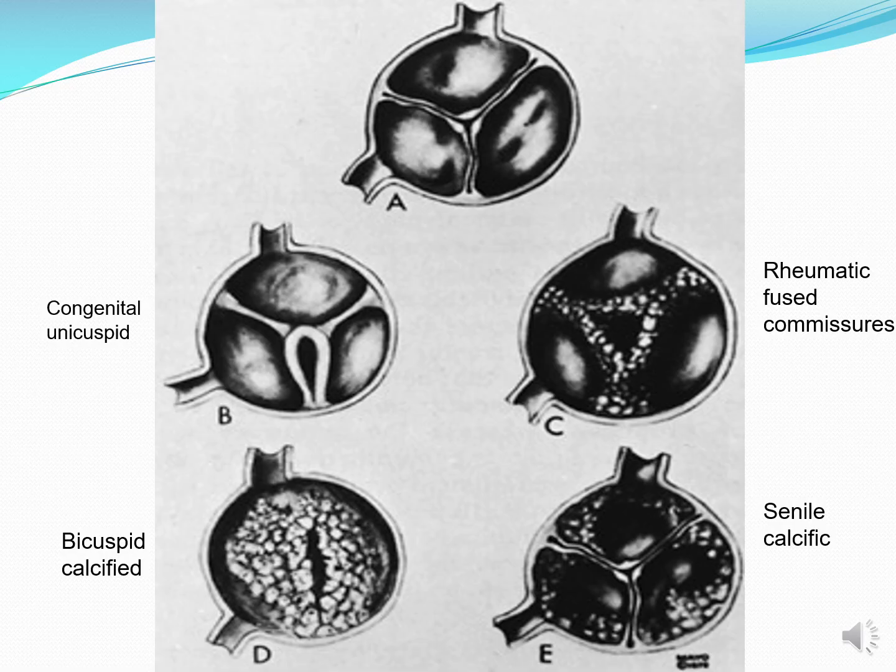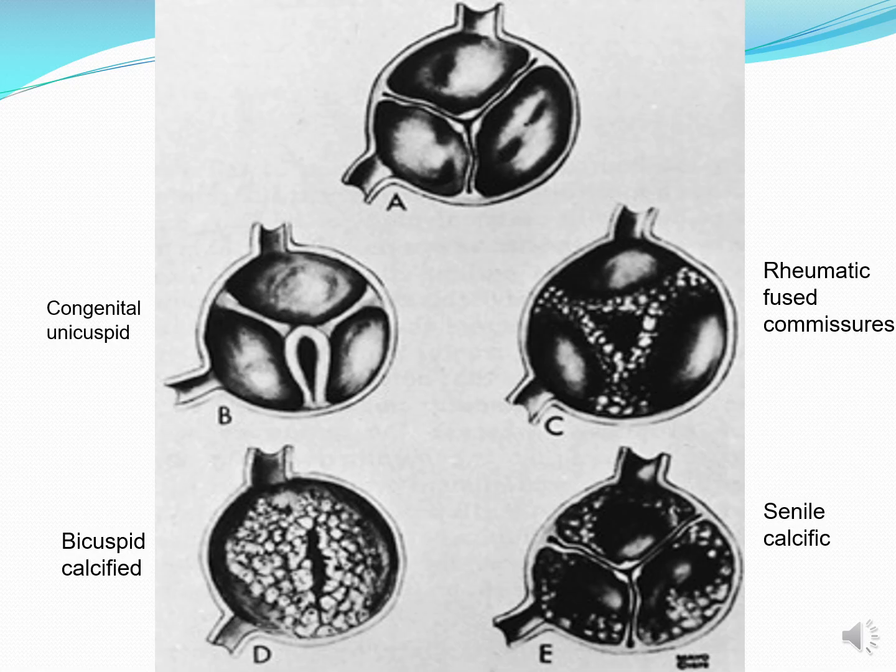This is just a schematic, a diagram of how they look. A is the normal. B is the rather uncommon condition of a unicuspid valve, where you can see only one opening. And these people present in infancy, at birth, early infancy, with pretty severe aortic stenosis, and that has to be dealt with as babies. Rheumatic, as we said, is caused by commissural fusion.